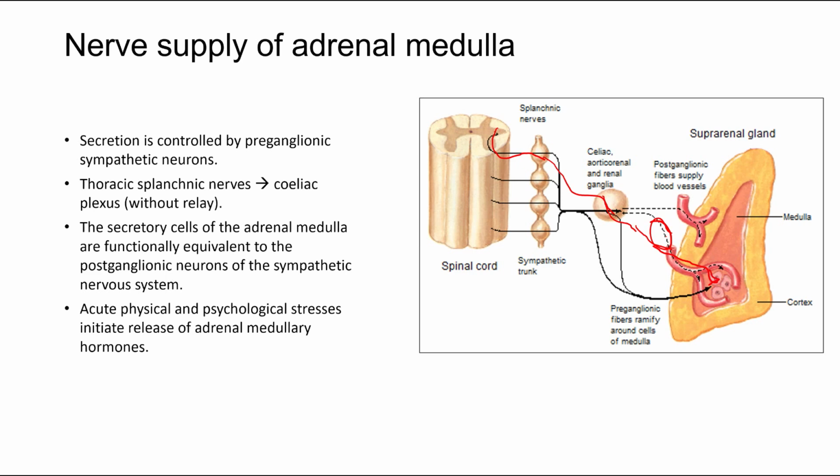The cells in the adrenal medulla therefore act like postganglionic neurons of the sympathetic nervous system, and they secrete adrenaline and noradrenaline as a neurotransmitter, but it is secreted in the blood and acts like a hormone. This concludes our study of the histology of the endocrine system.